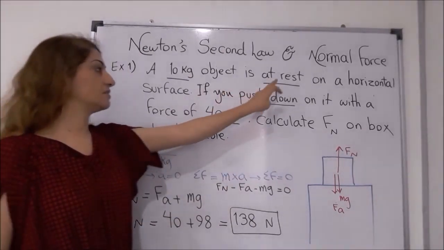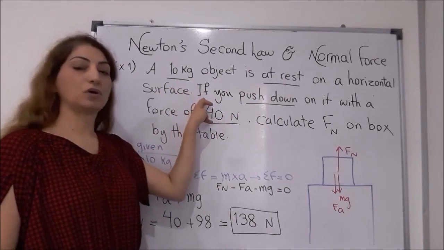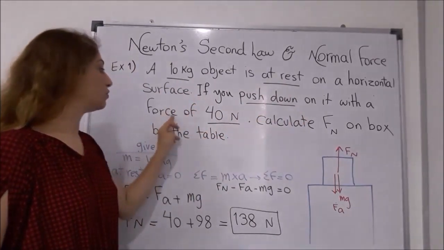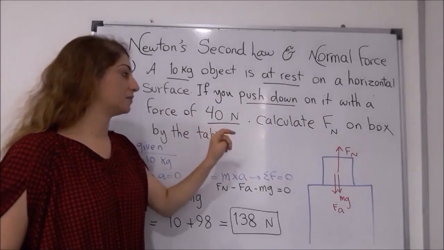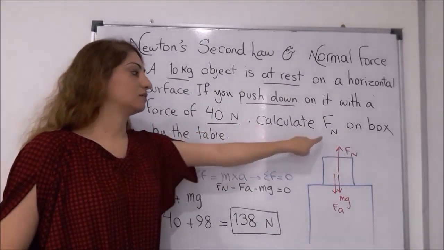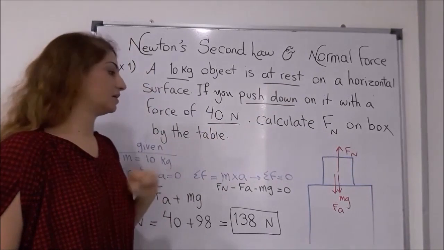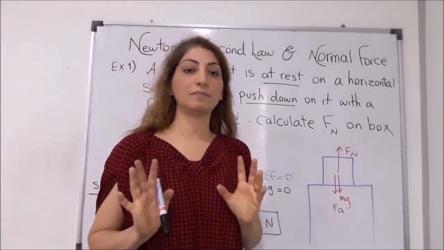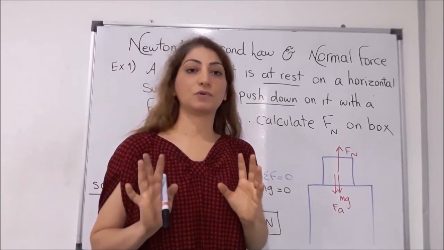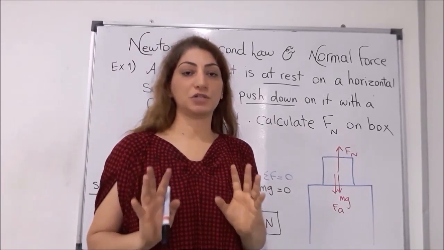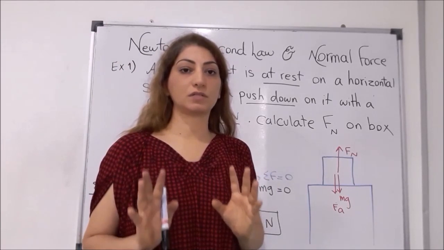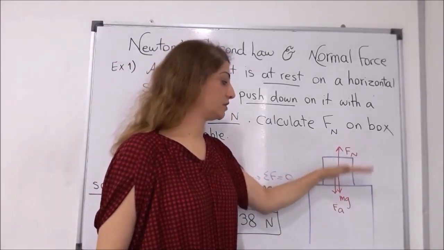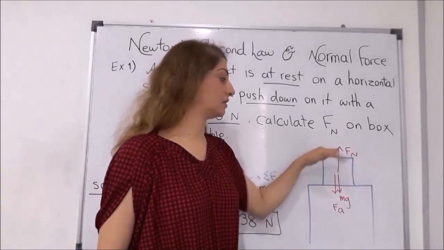The next thing which is given is that you're pushing down on the object with a force of 40 newtons. Calculate the normal force on the box by the table. So first, draw the diagram to understand how many forces are acting on the object which is at rest on a horizontal surface. This is the box. This is the surface between these two objects, meaning the table and the box.